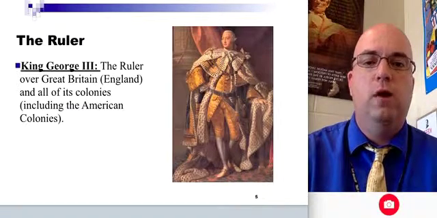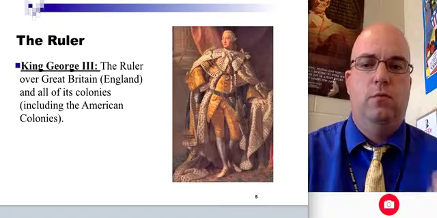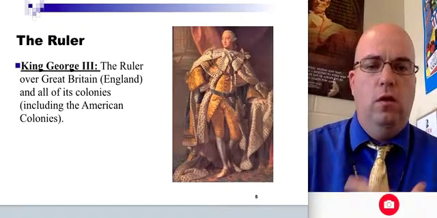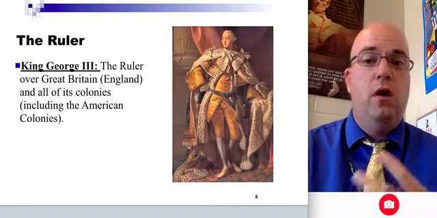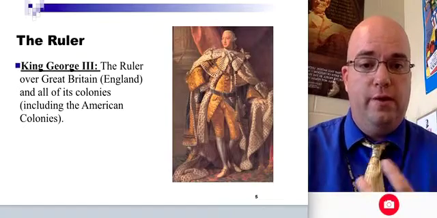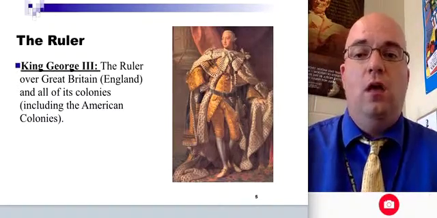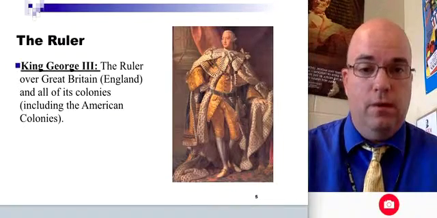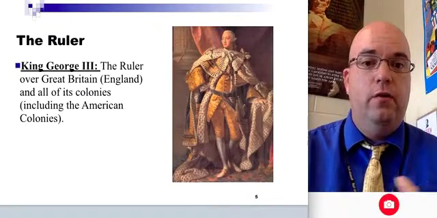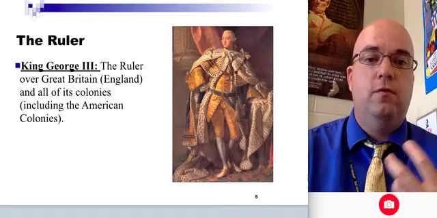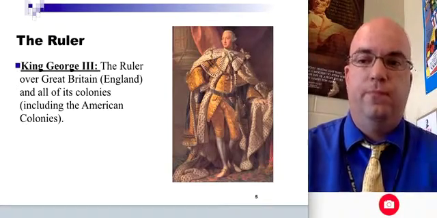King George III is another very important figure in the American Revolution. He was the ruler of Great Britain, who oversaw all of the British Empire, including the colonies on the North American continent. He will become a very central figure along with the British Parliament, the legislative, law-passing part of the British government system.